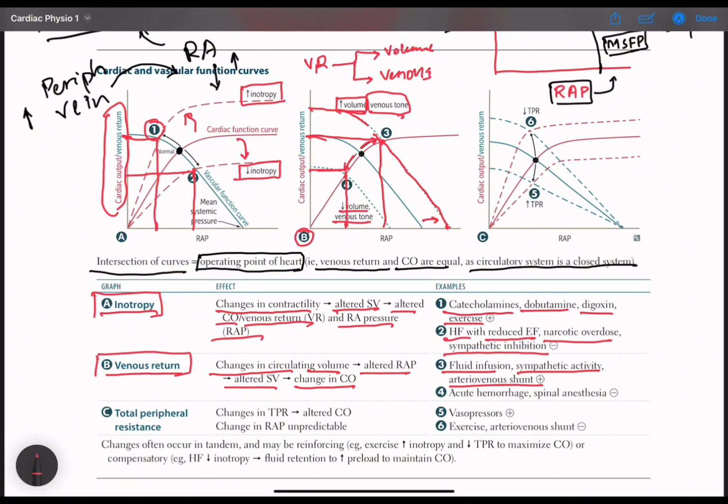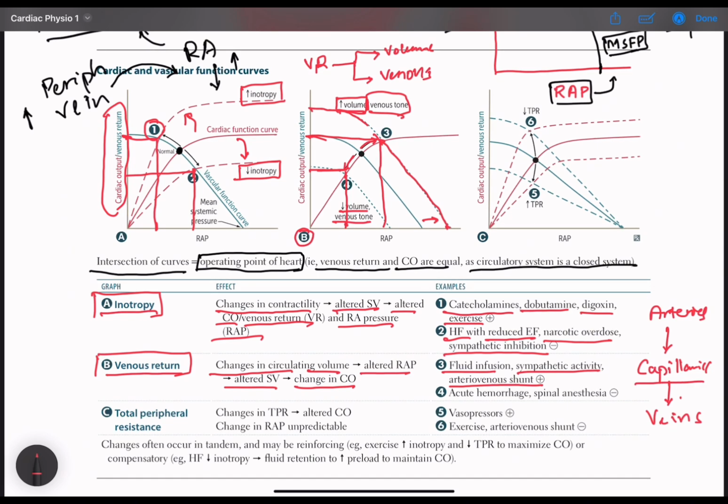In an arteriovenous shunt, we have a bypass, or a direct connection between arteries and veins. Normally we have arteries, then arterioles, then capillaries, then venules, and then veins.